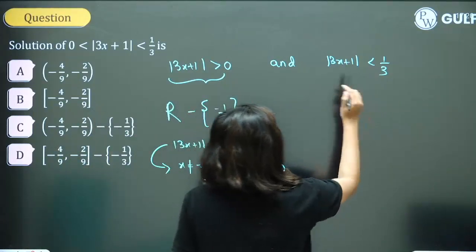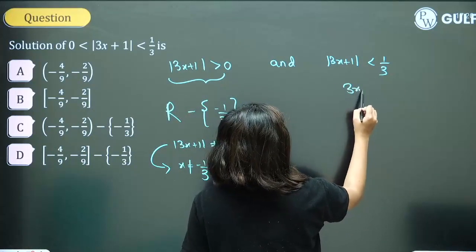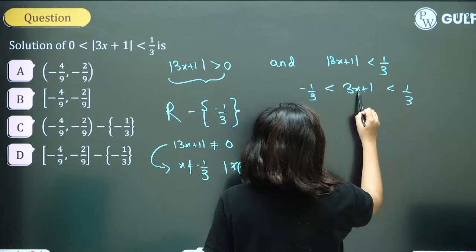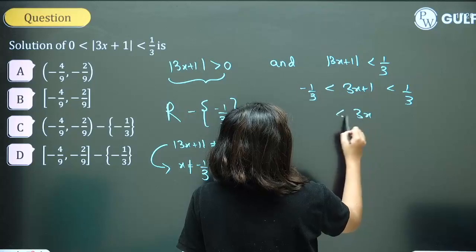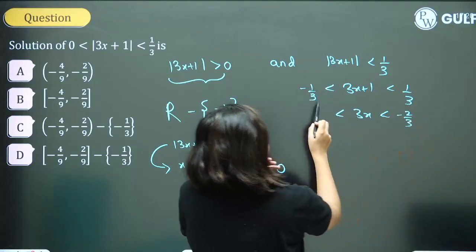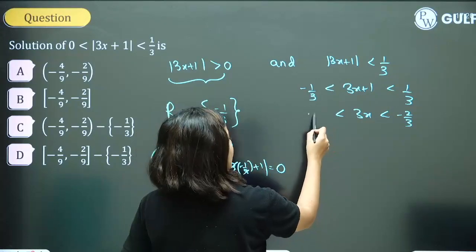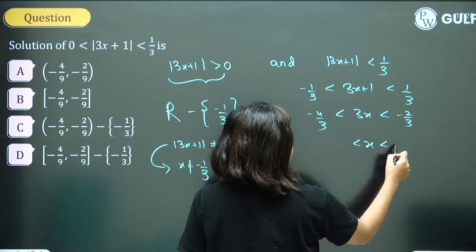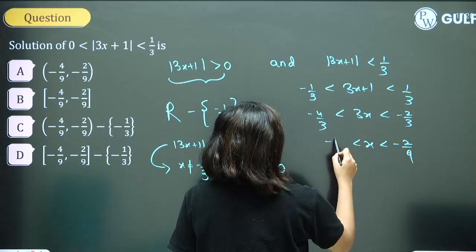Coming here, less than means when you open the less than, it will lie between minus 1 by 3 and 1 by 3. Minus 1 minus 1 by 3 is minus 2 by 3, and minus 1 plus 1 by 3 is minus 4 by 3... Divide by 3: minus 2 by 9 and minus 4 by 9.